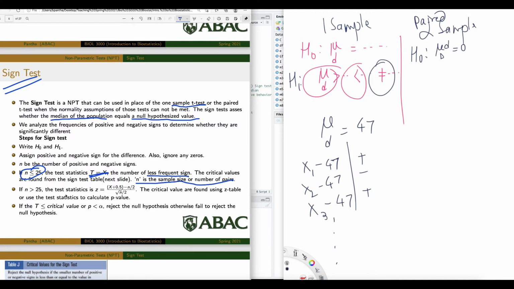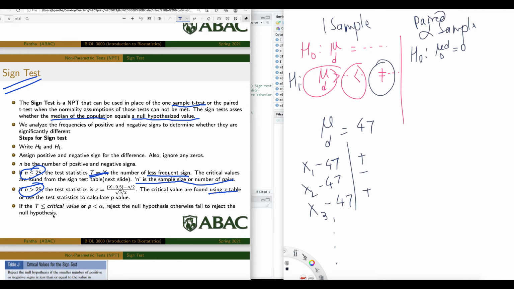Okay, we'll see an example. If n is greater than 25, the test statistic is g equals (x plus 0.5 minus n over 2) divided by the square root of n divided by 2. The critical value is found using the G table, for the n greater than 25 case only, okay? Or use the test statistic to calculate the p-value.